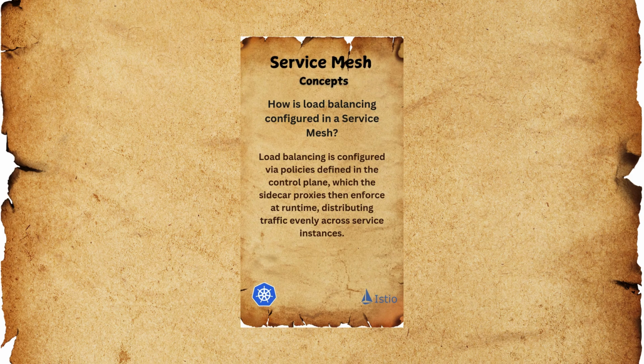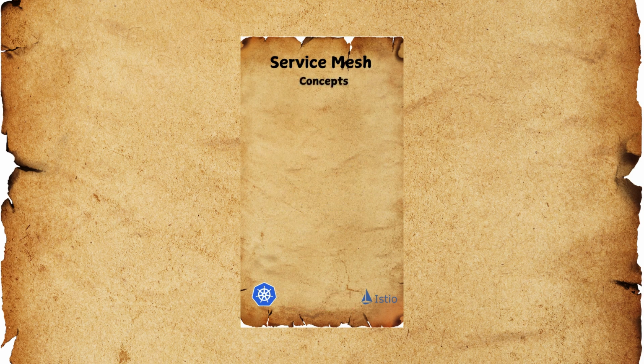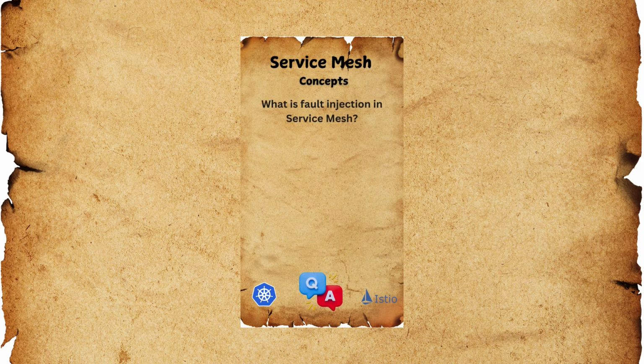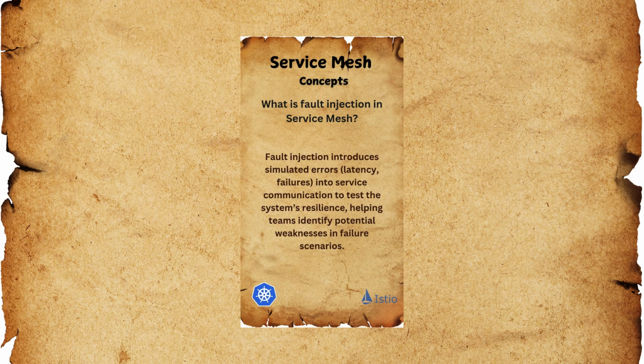Load balancing is configured via policies defined in the control plane, which the sidecar proxies then enforce at runtime, distributing traffic evenly across service instances. Explain traffic mirroring in Istio. Traffic mirroring allows you to clone live traffic and send it to a mirrored service for testing purposes, without impacting the primary service's performance or behavior. What is fault injection in service mesh? Fault injection introduces simulated errors, latency, and failures into service communication to test the system's resilience, helping teams identify potential weaknesses in failure scenarios.